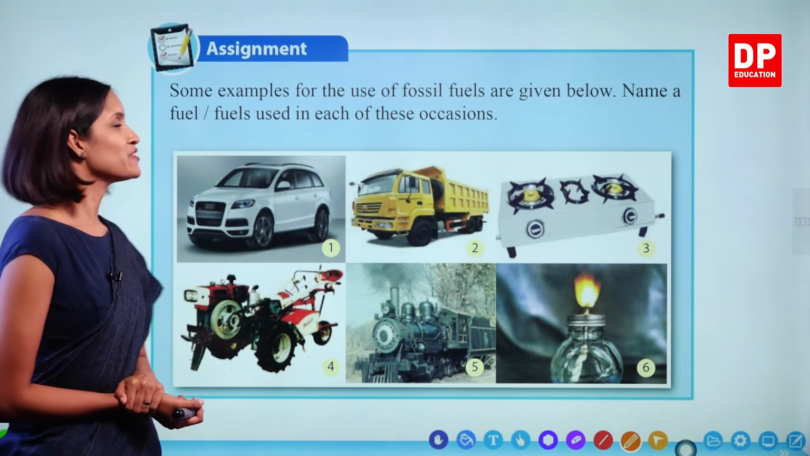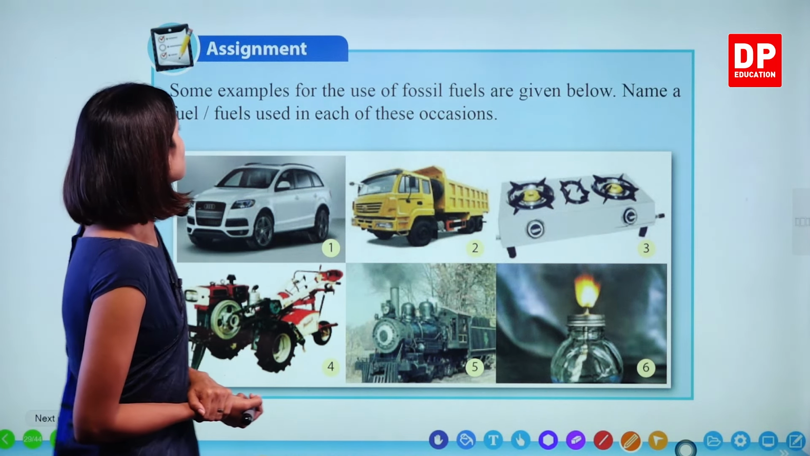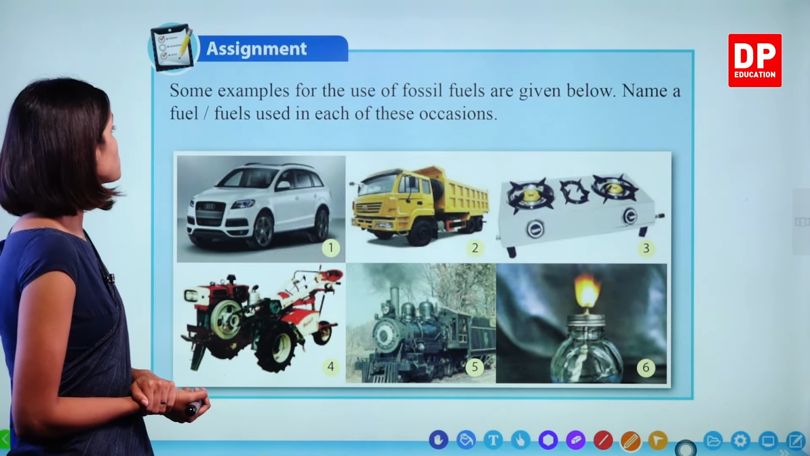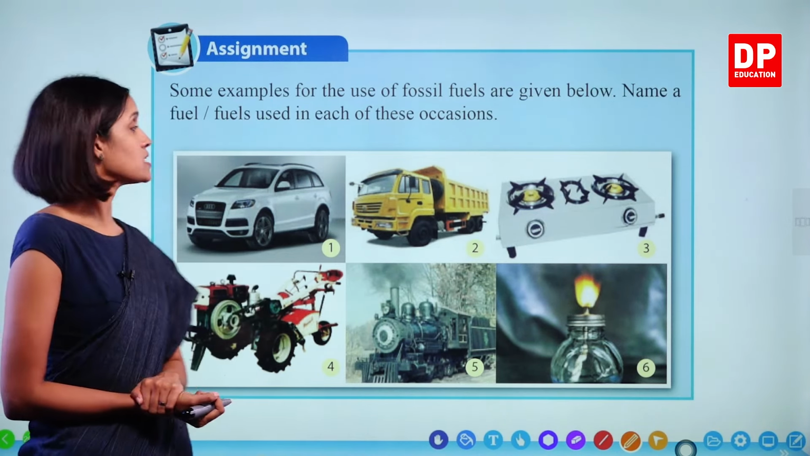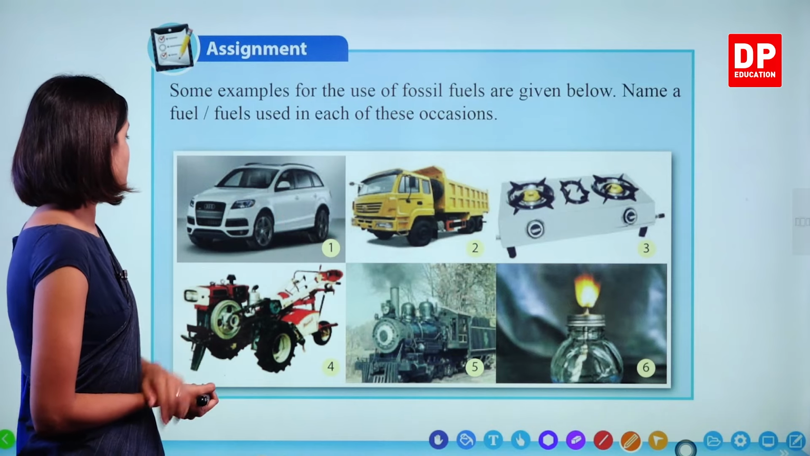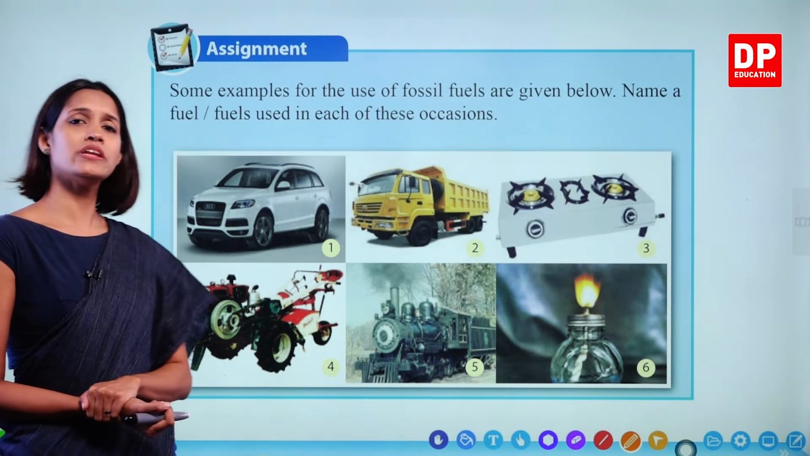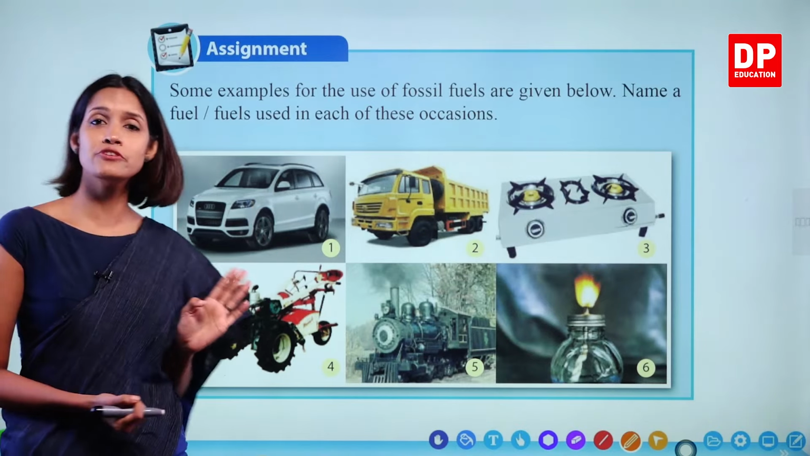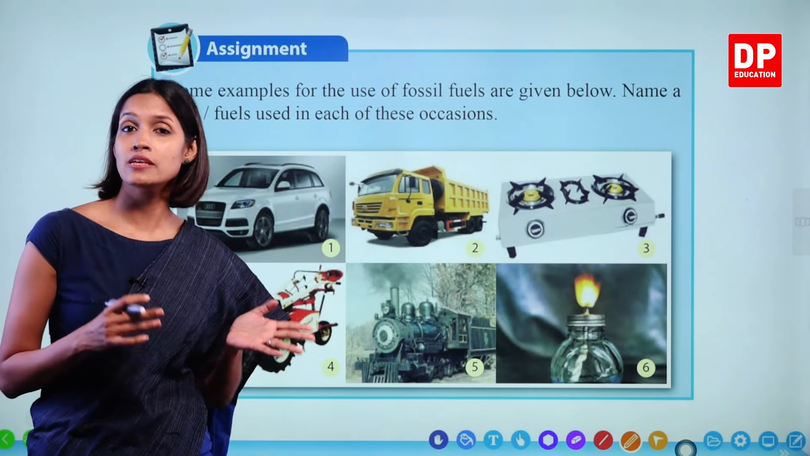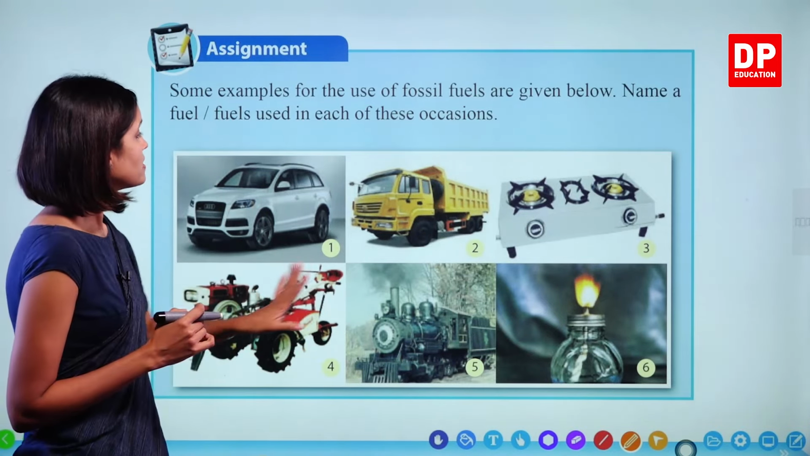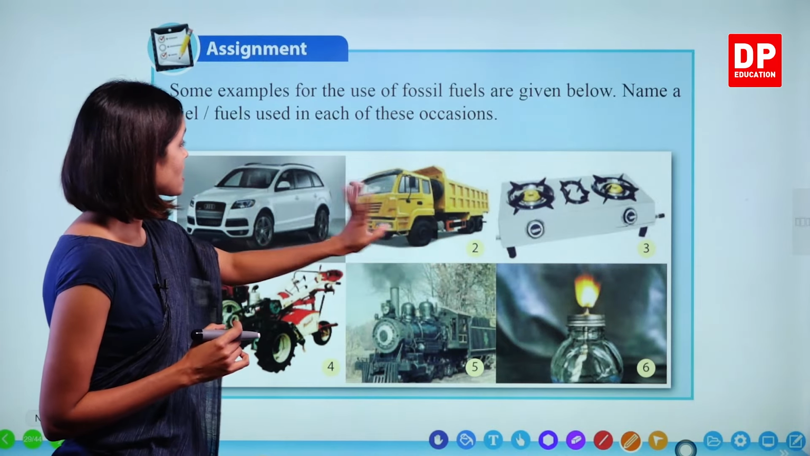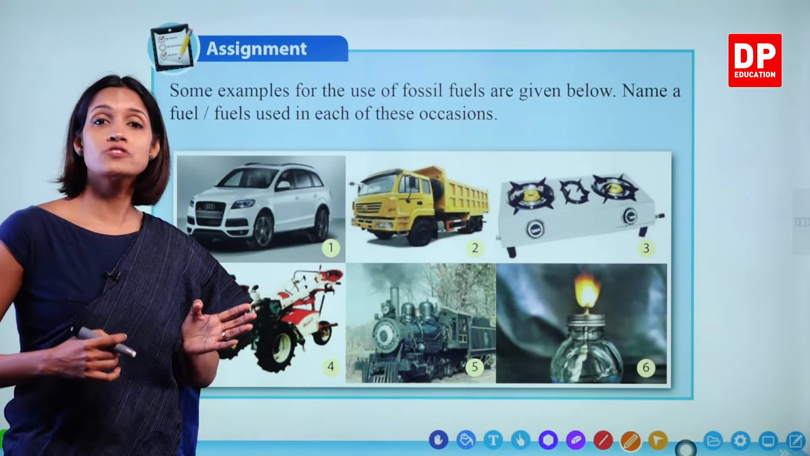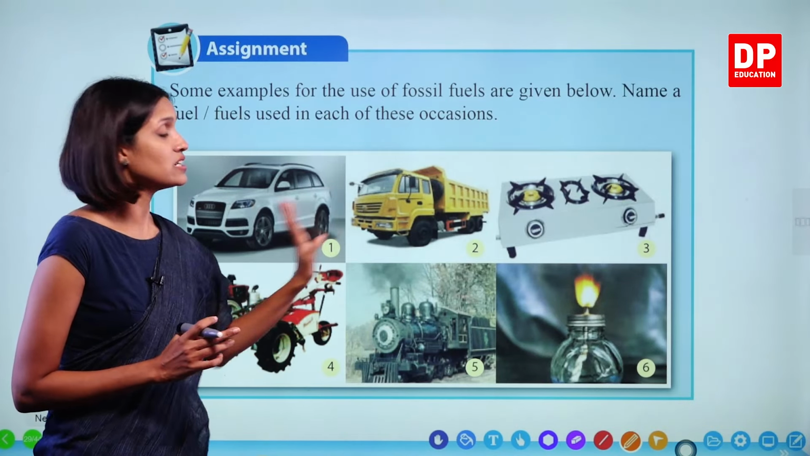We have an assignment to do, children. Some examples for the use of fossil fuels are given below. Name a fuel or fuels used in each of these occasions. Look at the first one. It is a domestic vehicle. So when it comes to domestic vehicles or personal vehicles, what are the types of fossil fuels that we can use? We use either petrol or diesel. So what is the second one? It's a big truck. It's an industrial vehicle. When it comes to industrial vehicles, most of the time they are powered by diesel.